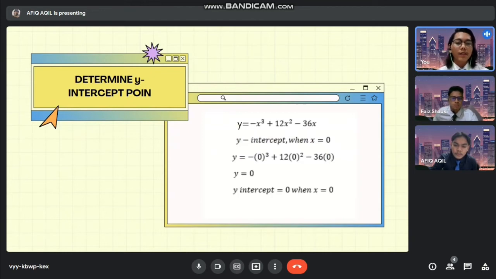And next I will pass to Faiz Shauki. Okay, next we go to question D. As we know, if we want to find the y-intercept, we need to substitute x with 0. By that, we get the y-intercept equal to 0.